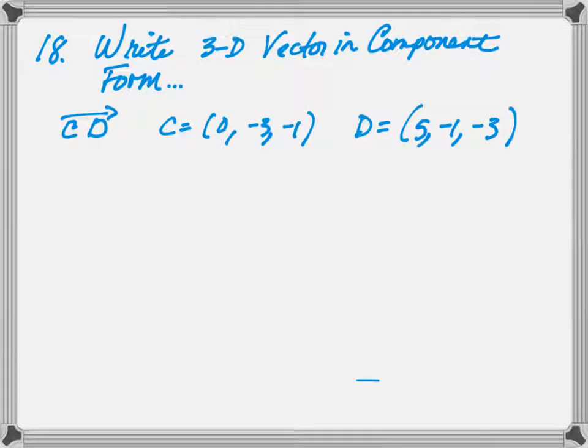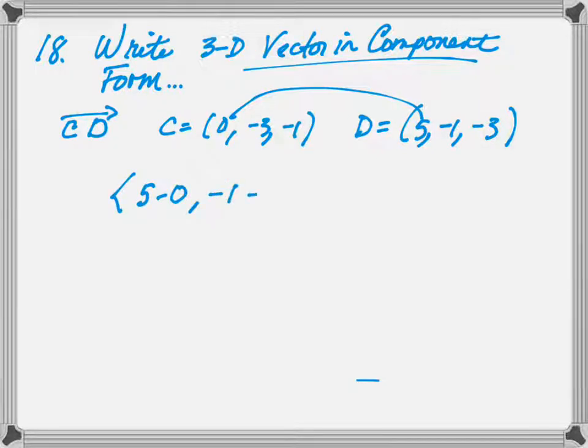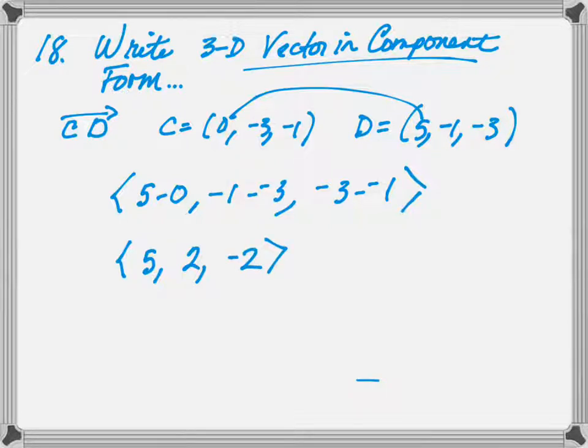Number 18 would be 3D in component form. We're just doing the component formula, so it would be 5 minus 0, negative 1 minus negative 3, and negative 3 minus negative 1. Just because it's 3D, we do 3 XYZs here. So that would be 5. Negative 1 plus 3 is 2, and negative 3 plus 1 is negative 2. So I got 5, 2, negative 2.